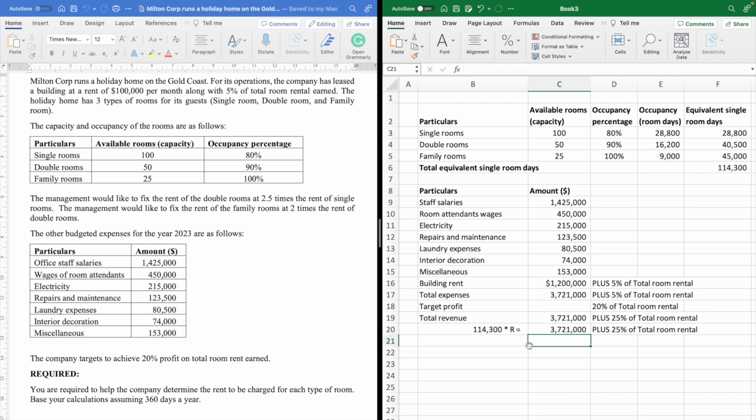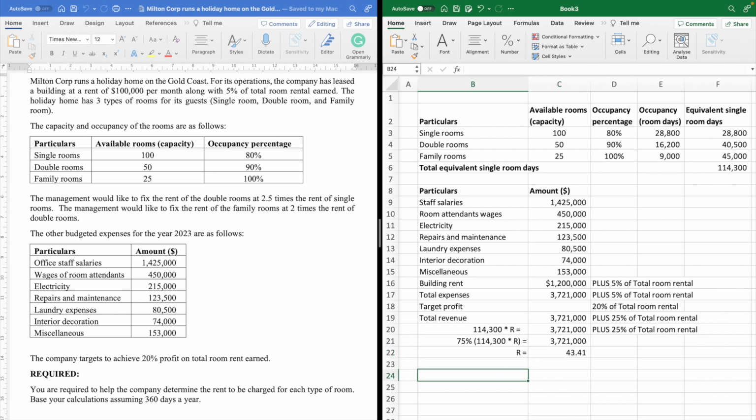So 114,300 R is equal to 3.721 million plus 25% of the total room rental. So if we solve this equation, we will get the required room rent per single room day. So the room rent per single room day is 43.41.